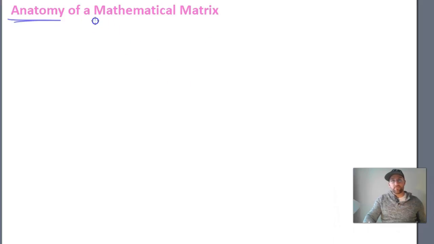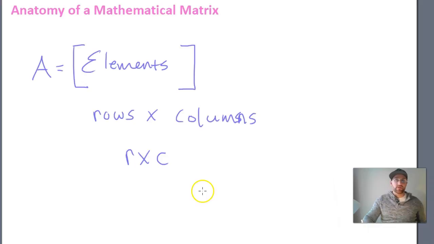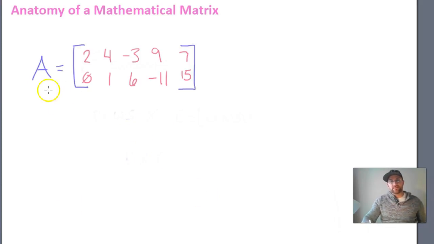Okay, a mathematical matrix is made up of elements. It's labeled with a capital letter, and I'll give you an example right here. So this would be called matrix A. You're going to see these square brackets, and they're going to contain things called elements. Elements are going to be made up of rows by columns. And you want to remember this order, R by C. Let's take a look at the elements of matrix A.